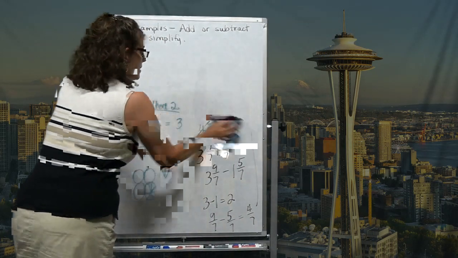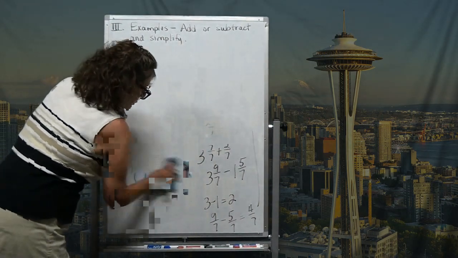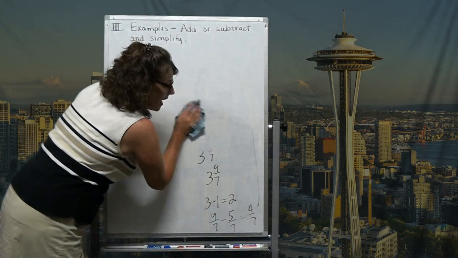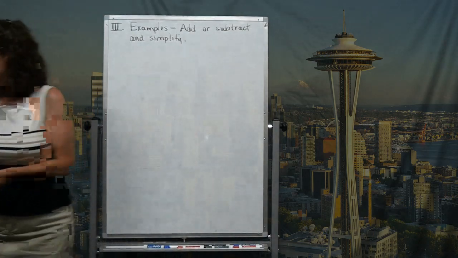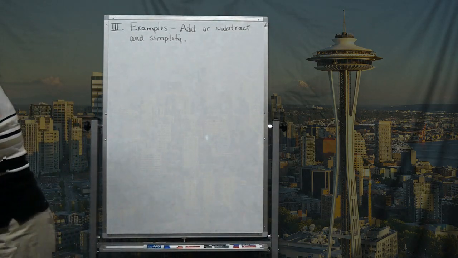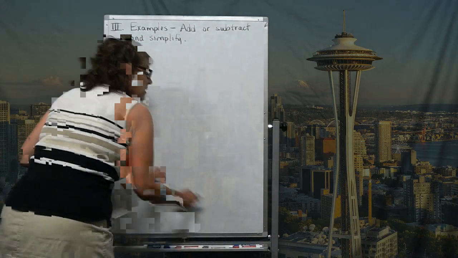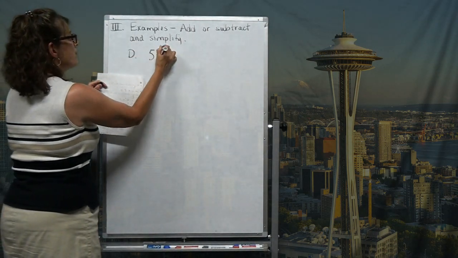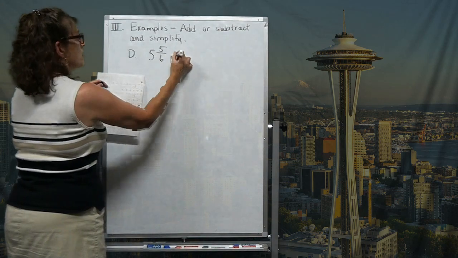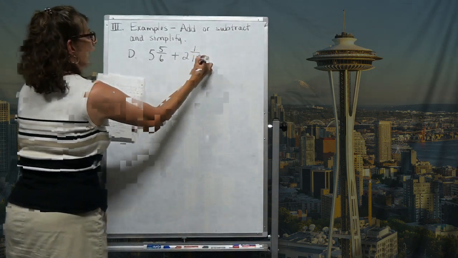Because like I said, I want us to get really good at this. And the only difference, quite frankly, when you don't have that common denominator is just the need to get the common denominator. So let's take a look then at, and I'm on example D here, a 5 and 5/6 plus a 2 and 1/10.